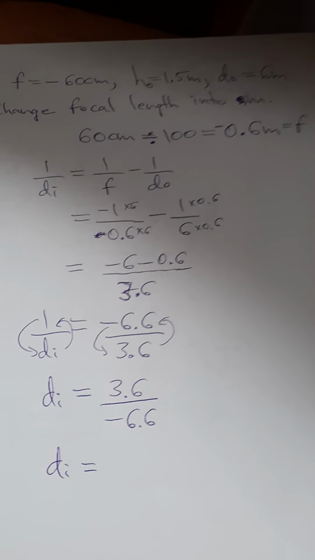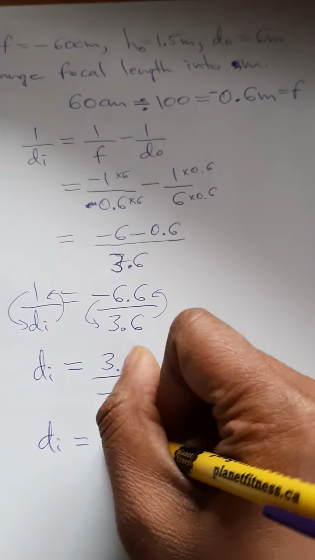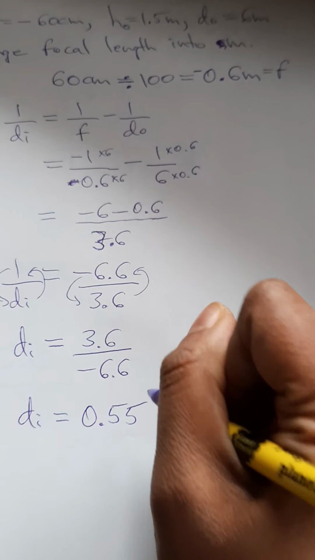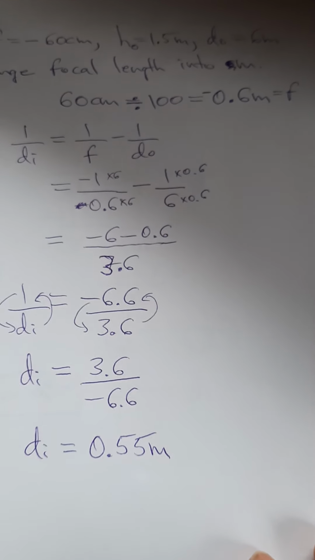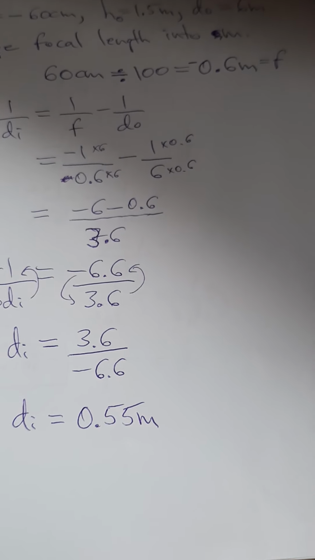So now we're actually going to divide the two numbers, and we are getting 0.55 meters. Okay, and I'm just rounding it to 2 decimal places here.